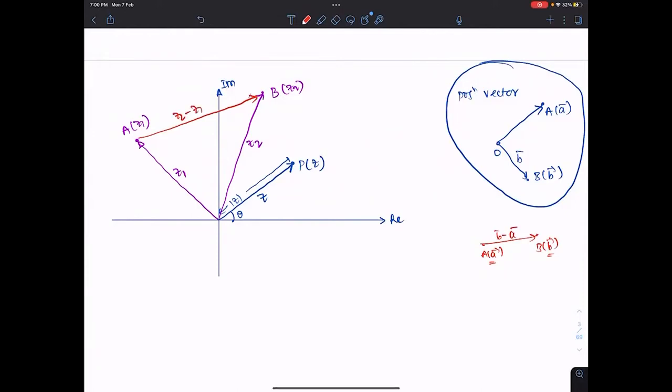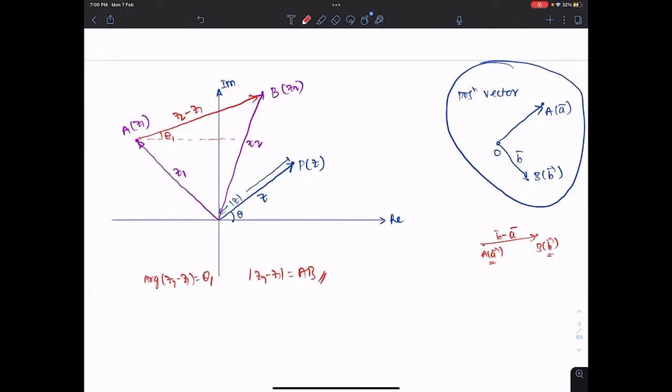Now the angle made by that vector with the x-axis, real axis, that theta, that is called argument. So here theta 1, let's say, argument of Z2 minus Z1 will be what? Theta 1. And what is modulus of Z2 minus Z1? That is length AB only, distance, length of that vector.